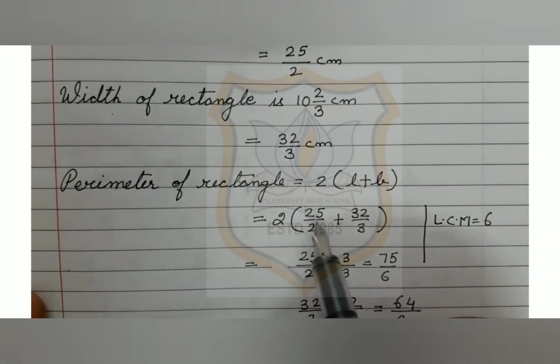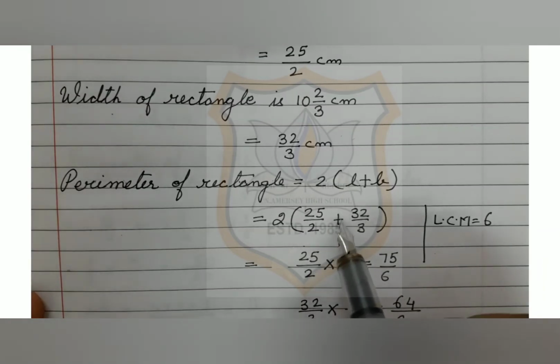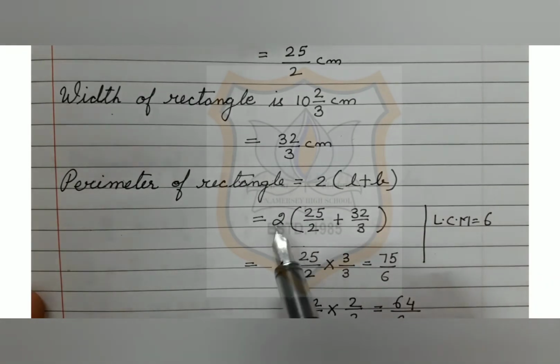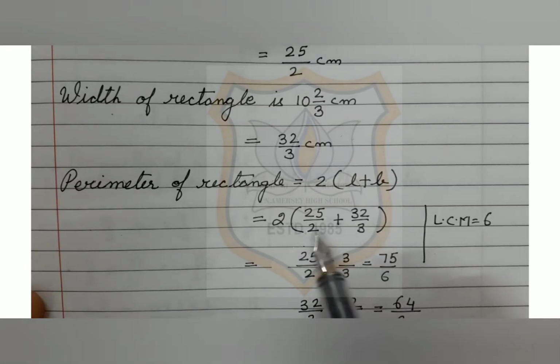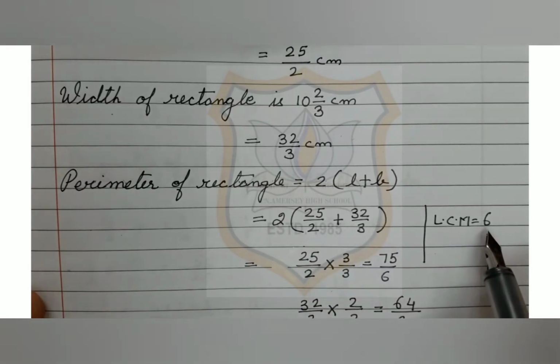So 2 bracket 25 upon 2, 25 upon 2 is the length of the rectangle, plus 32 upon 3, 32 upon 3 is the width of the rectangle. So 2 bracket 25 upon 2 plus 32 upon 3. Now we will take the LCM of 2 and 3. LCM of 2 and 3 is 2 3s are 6, that is equal to 6. So the LCM of 2 and 3 is 6.